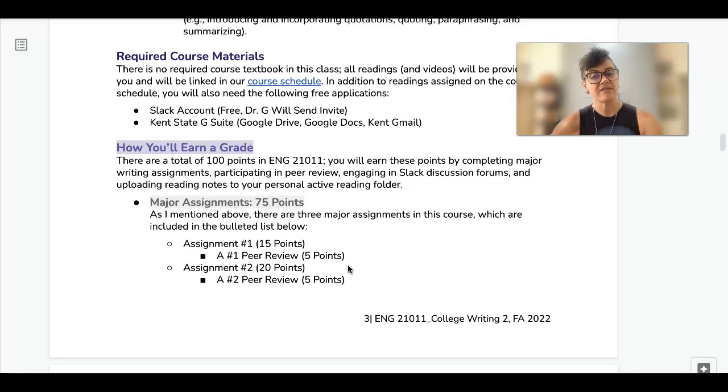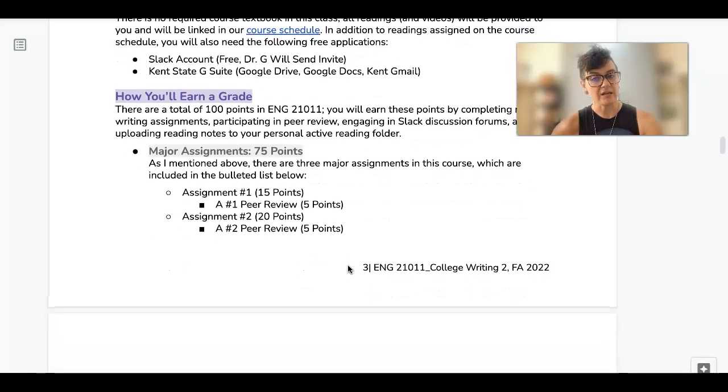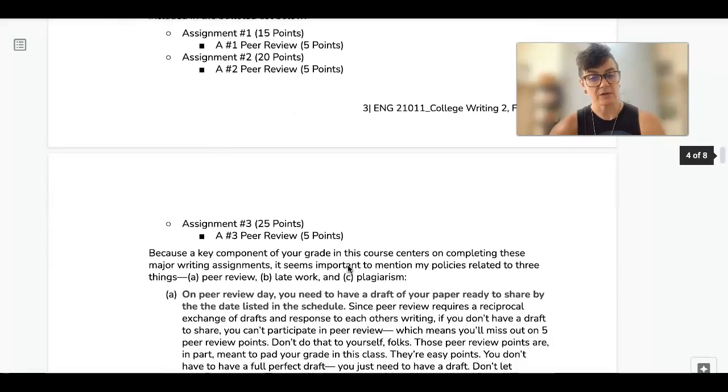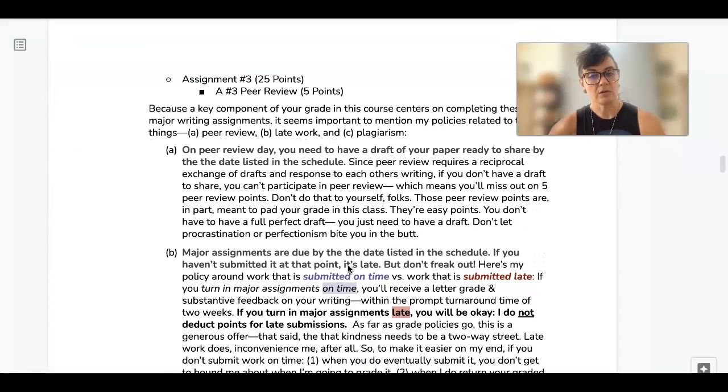All right, so 75 points, so 75% of your grade comes from your major writing assignments and completing the peer reviews for those writing assignments, okay? So when there is a peer review day due, you do have to show your draft then, okay? If you don't have it to exchange with your peers, you're going to lose points on that, okay? So just kind of do keep that in mind. But with major assignments themselves, there's no due date.